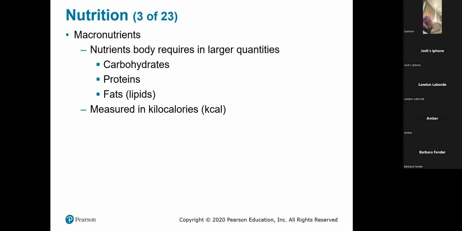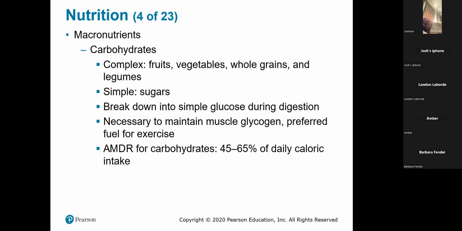So macronutrients include nutrients that the body requires in large quantities, such as carbohydrates, proteins, fats, also known as lipids, and these are measured in kilocalories or kcal for short. Carbohydrates are things, your complex carbohydrates, are things like fruits, vegetables, whole grains, and legumes. Simple carbohydrates are your sugars. Carbohydrates break down into simple glucose during digestion.